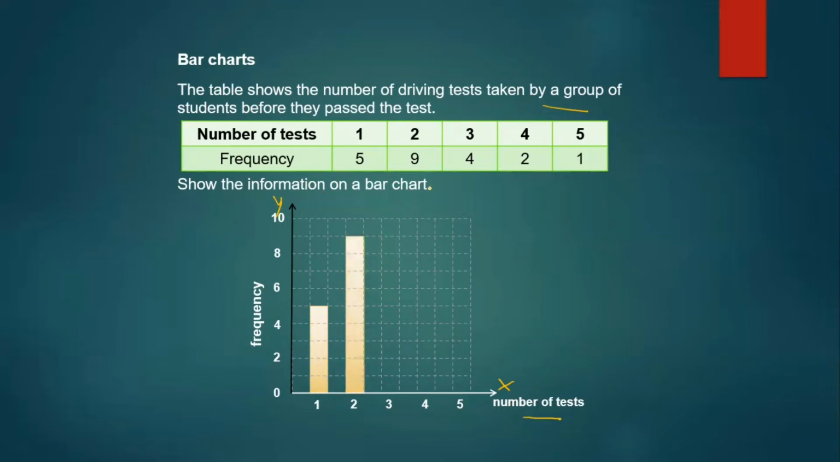Two tests, the number of students are 9, so this is 9. The three tests, the number of students are 4. For four tests, the number of students are 2, and for five tests, the number of students are 1. So this is the basic information about the bar graph, children. Based on bar graphs, you are supposed to answer different types of questions that we will be seeing in another video. And remember, the space between the bars is always the same.